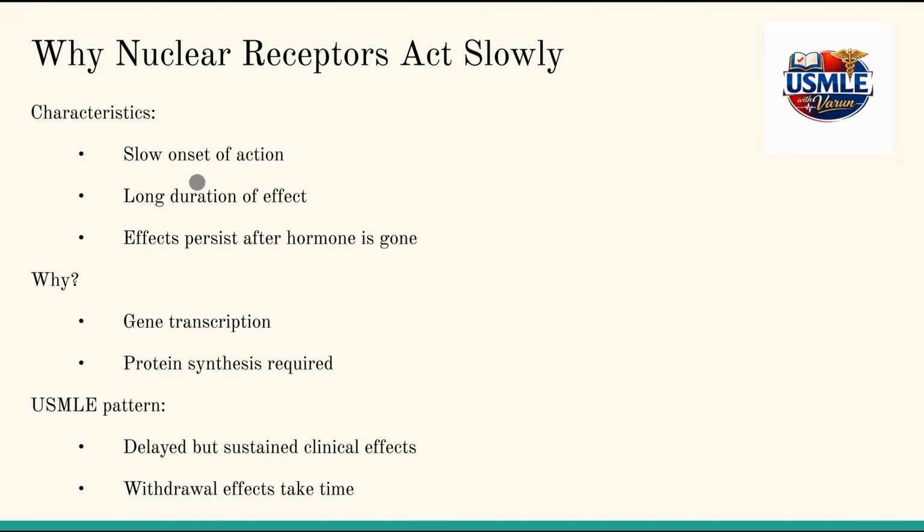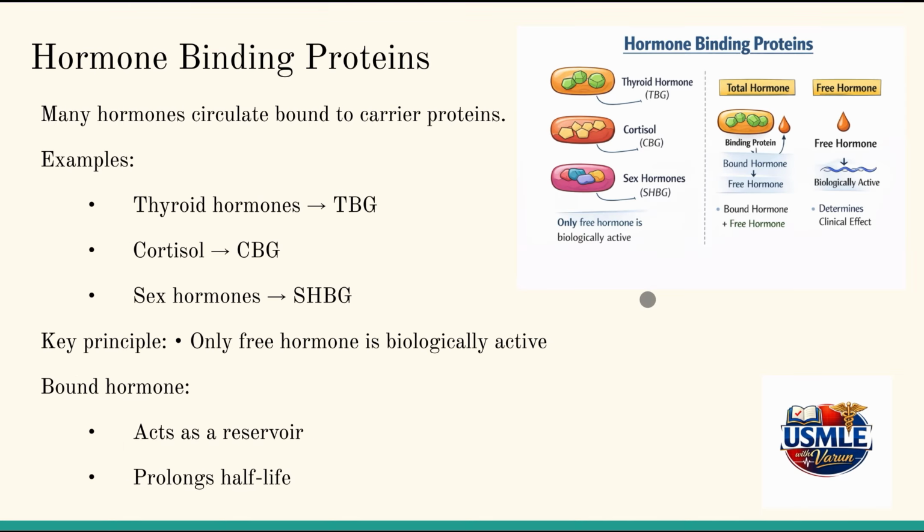So the characteristics include slow onset of action and long duration of effect. The effects persist after the hormone is gone. These nuclear receptors cause gene transcription. This gene transcription takes time, so it is delayed, but it has sustained clinical effects. And withdrawal of these lipid-soluble hormones definitely takes some time because gene transcription is involved.